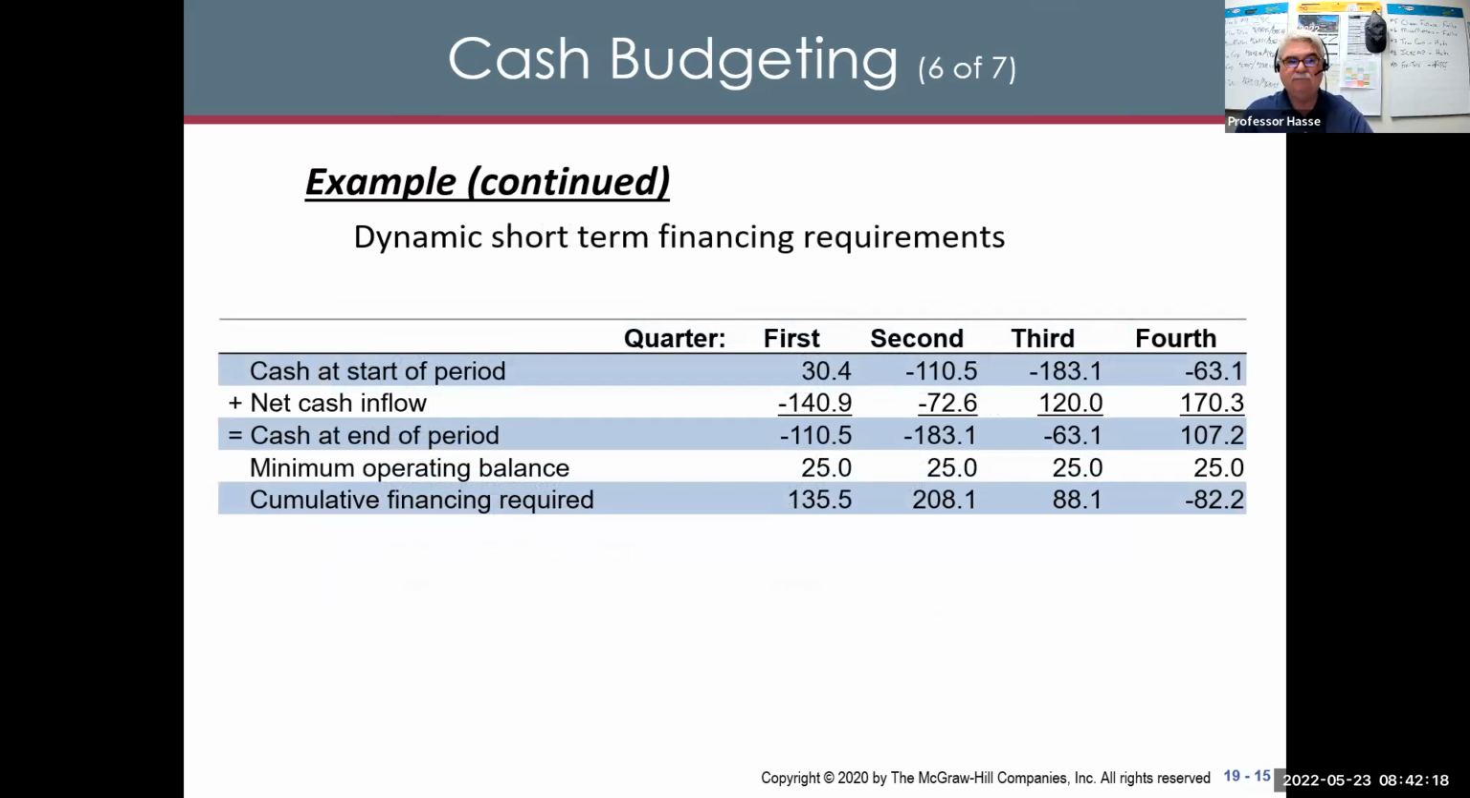So as you can see, during the course of the period, if they start out in the year with $30.4 million of cash, they have a cash deficit. So that means at the end of the period, they're down $110 million.